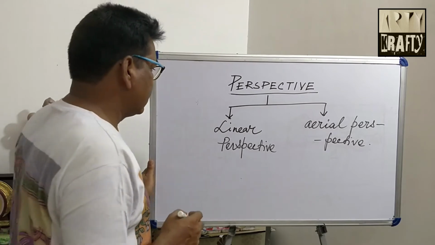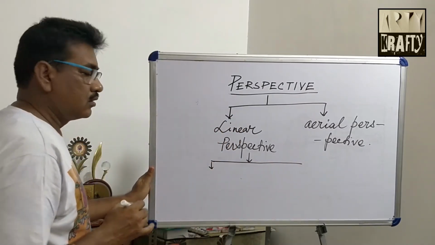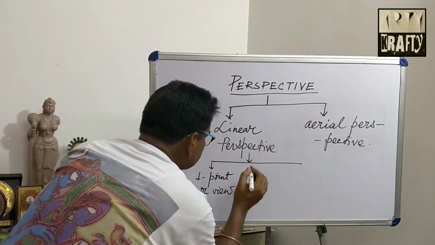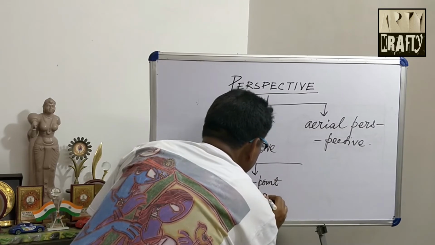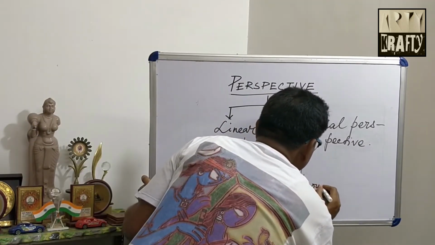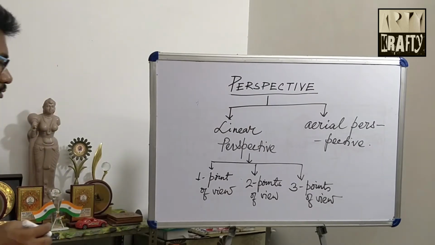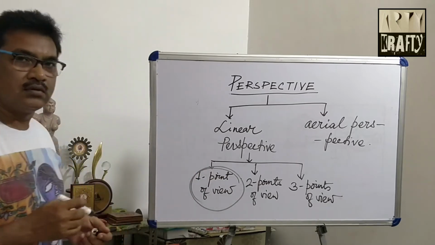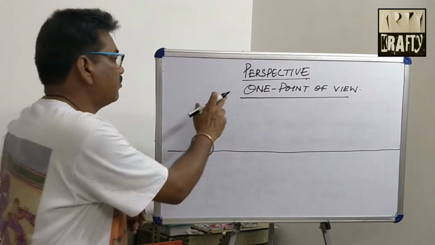Linear perspective is again divided into three types. One, perspective based on one point of view. Two, perspective based on two points of view. And three, perspective based on three points of view. Today, we will learn thoroughly one point of view. Clear? Let's start with perspective based on one point of view.